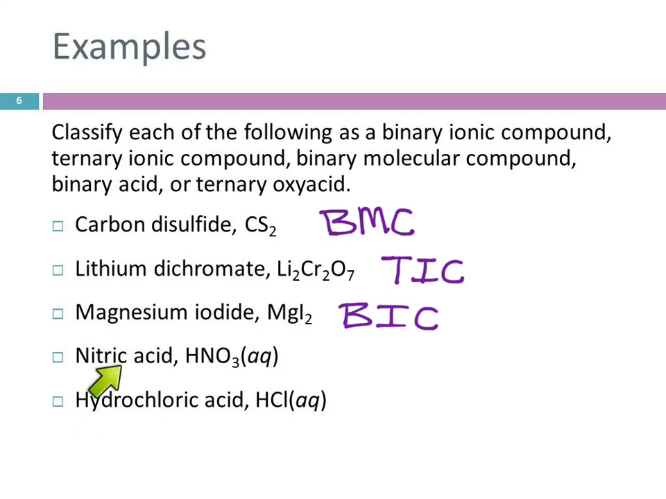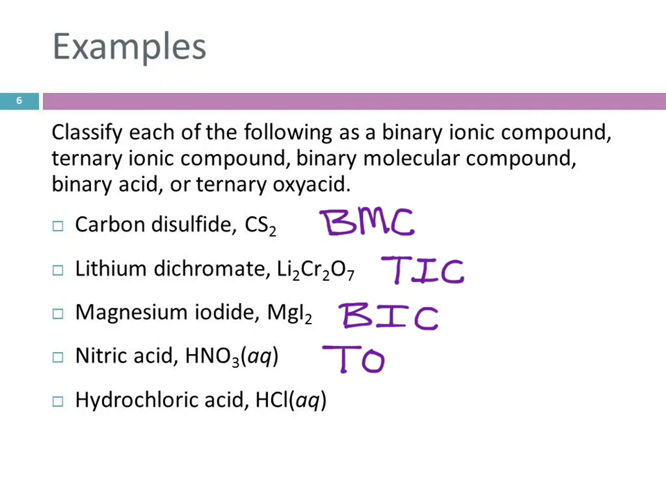How about this one? The name is nitric acid, and here's the formula. It's a ternary oxyacid. So we're looking at it, the AQ means aqueous, that's kind of a giveaway. The name acid is a little bit of a giveaway too, isn't it? 3 elements, H, N, and O. We have hydrogen and oxygen and 1 other nonmetal. And that's what a ternary oxyacid has. How about this one, hydrochloric acid?